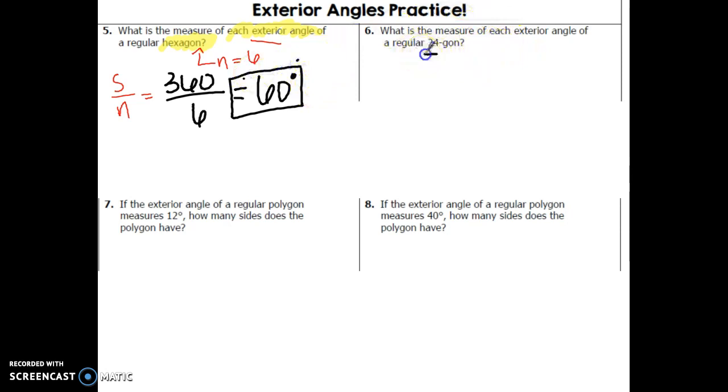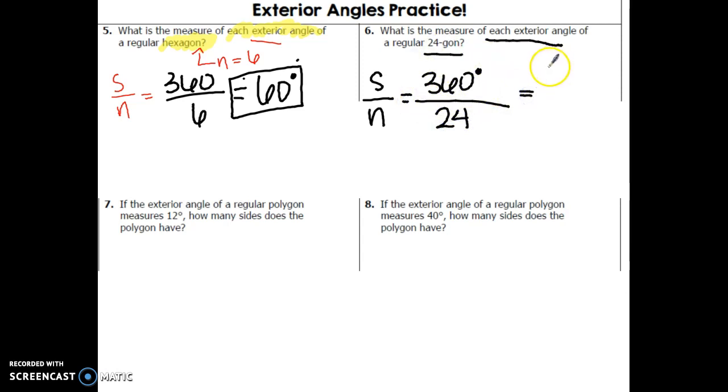If we look at the 24-gon, s over n, we are just talking each angle, so just one of them individually. Again, it doesn't matter how many sides it has. It could be 6, it could be 24. It's always going to equal 360 degrees if we're talking exterior angles. So divided by 24, put that in your calculator and you will have your answer. I think it's 15 degrees in this case.